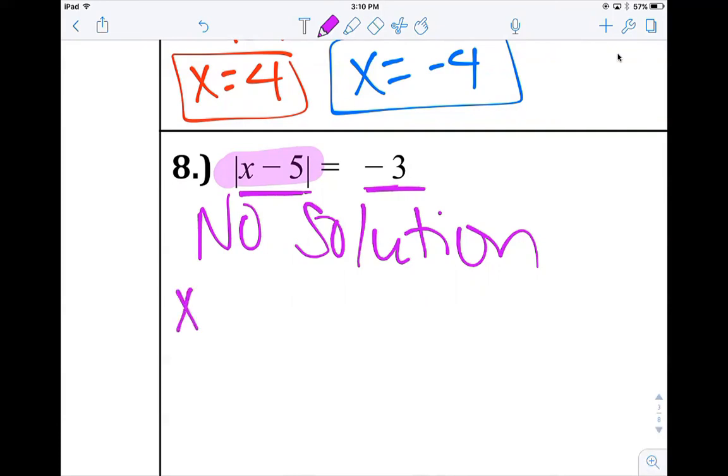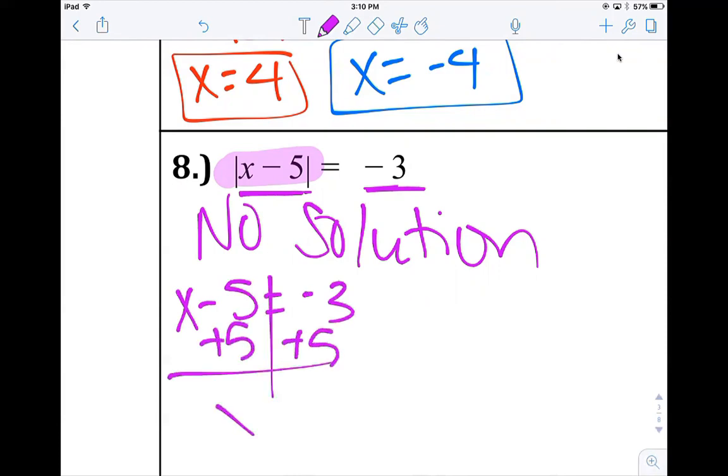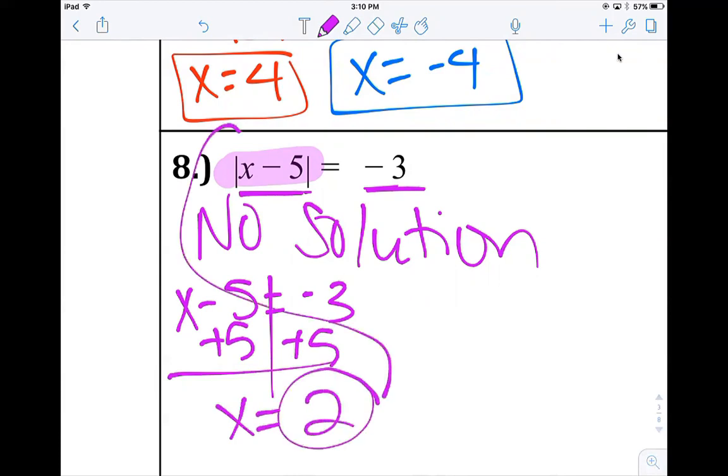And let's say that you forgot and you kept going and you worked it out and you solved and you added 5 and you got x equals 2. If you take 2 and plug that back in, 2 minus 5 is negative 3, but absolute value of negative 3 is not negative 3. It's positive 3. So that doesn't make sense. So that doesn't work out.